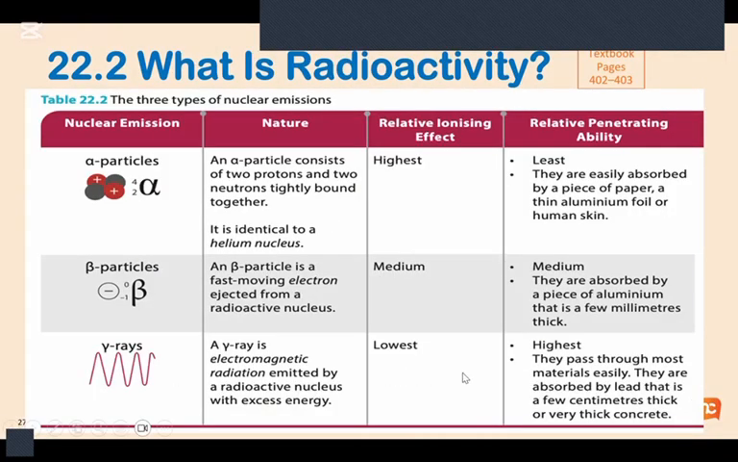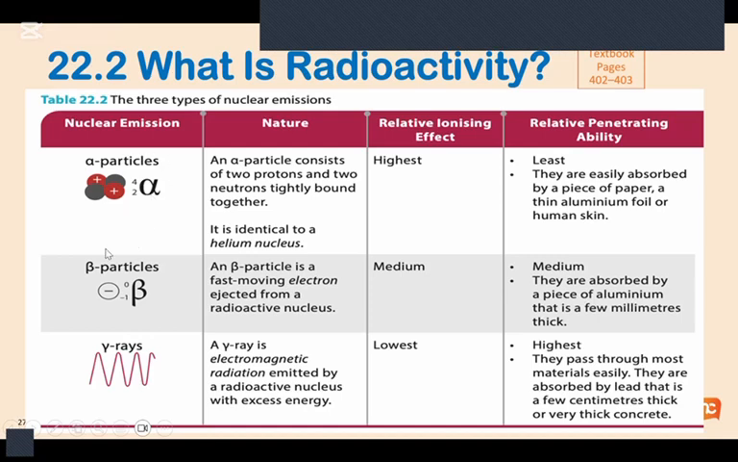Okay, so let's zoom in. There are three types. You can see the symbols over here: alpha particles, beta particles, gamma rays. These symbols are recognized, so you can just use the symbols when writing the formula equations. But in terms of writing long structured questions, it's preferred that you spell out alpha, beta, and gamma.